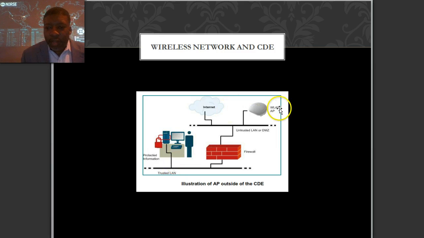You have the internet, your wireless access point. So this is all untrusted information coming in from the internet. You have your firewall here, which separates your protected information from this untrusted area. All right. Cool. Let's keep it moving.